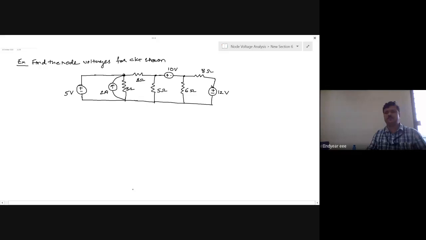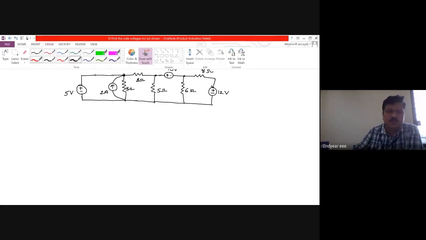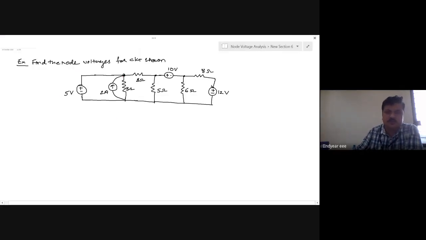Okay. So this is the circuit. So I need to find all the node voltages. To find the node voltages, first we should mark what are the nodes. So this is node 1. This is node 2. This is node 3.